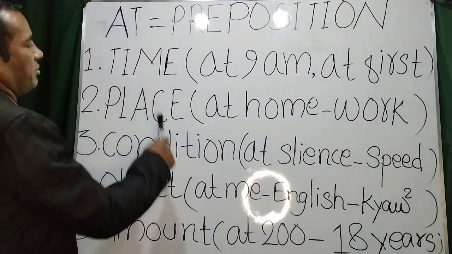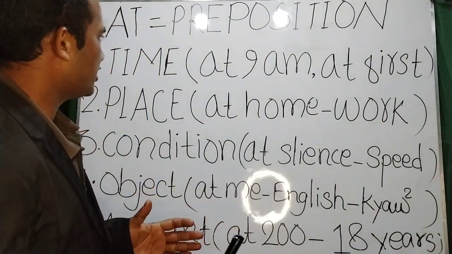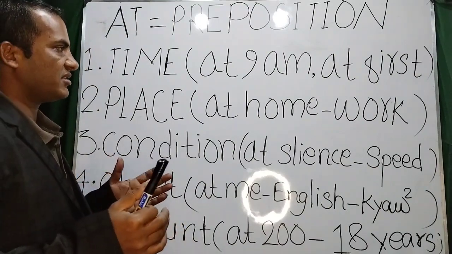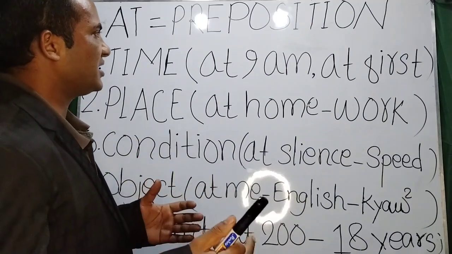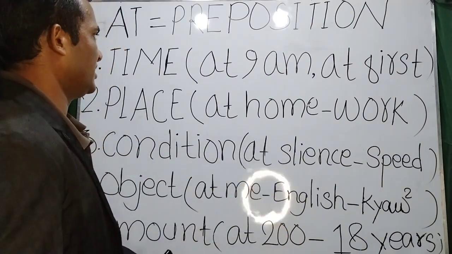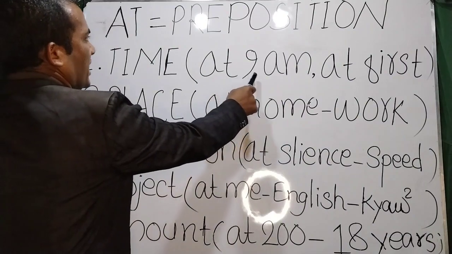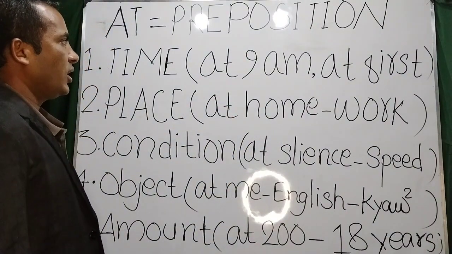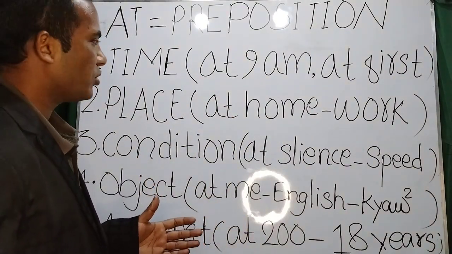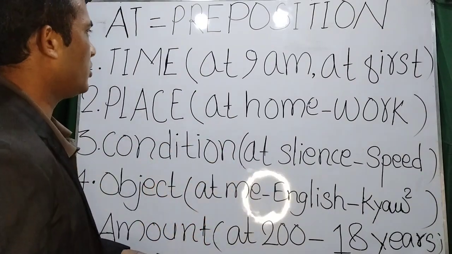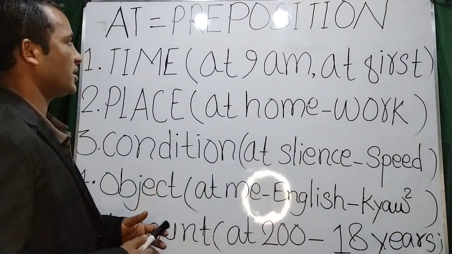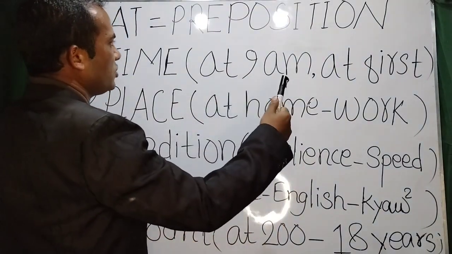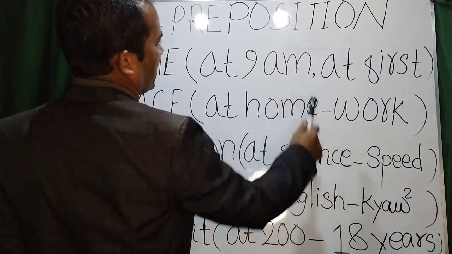For example, at. At is a kind of preposition. Number one, time. We can use at if we can describe the time definitely, accurately and exactly. For example, at 9 a.m. If somebody comes and asks you, when do you go to school? If we can describe the exact time, at that time we can answer: I go to school at 9 a.m.